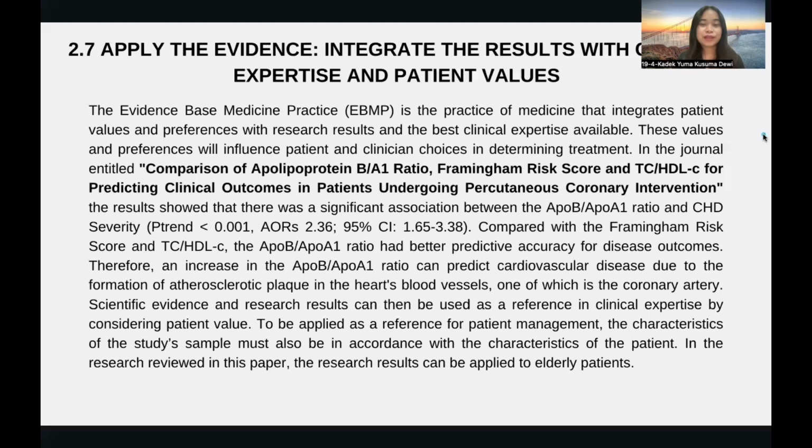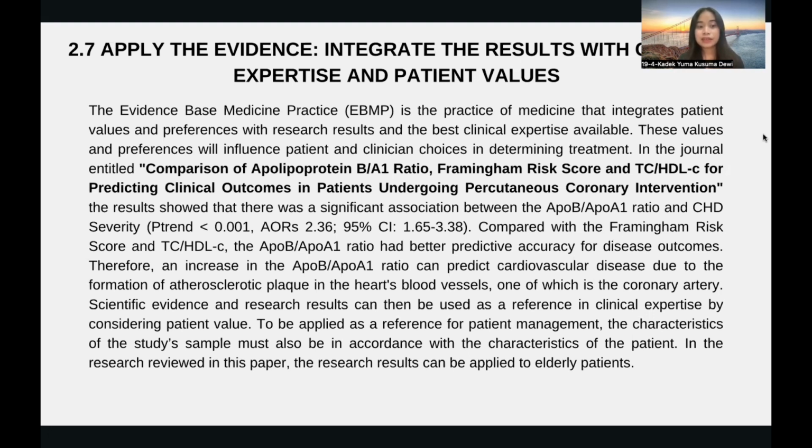Hello, my name is Kari Maksmadevi with student number 20025111189. I will continue the presentation about applying the evidence, integrating the result with clinical expertise and patient value. EBM is a practice of medicine that integrates patient value and preference with research result and best clinical expertise available.